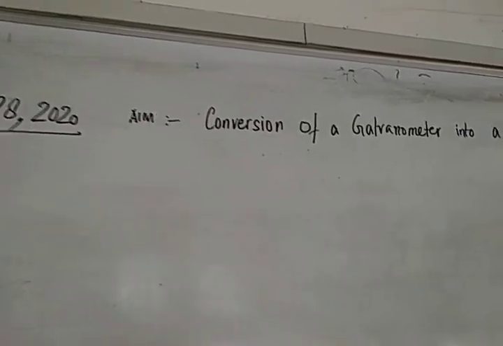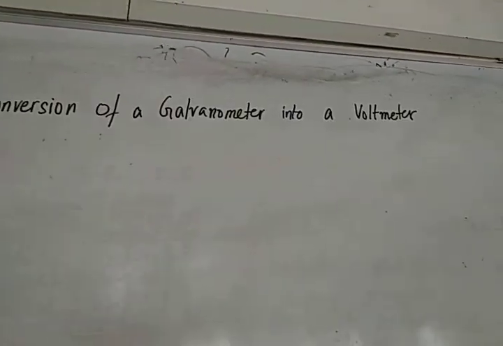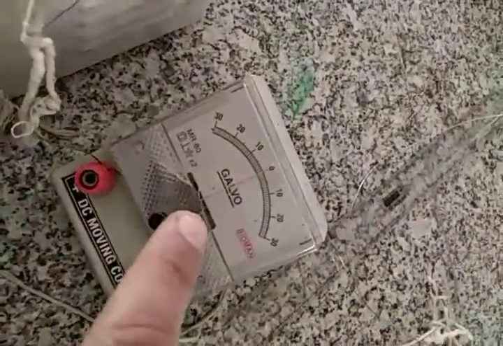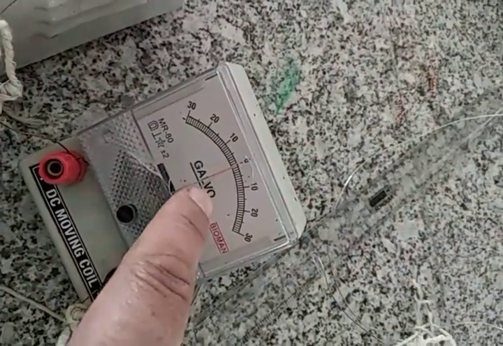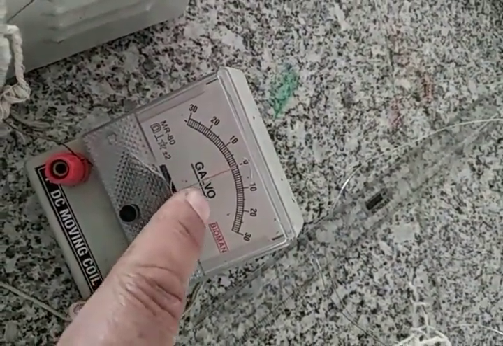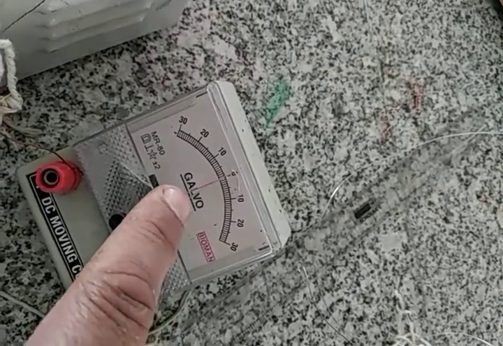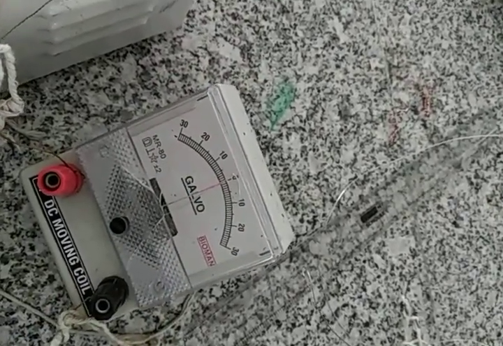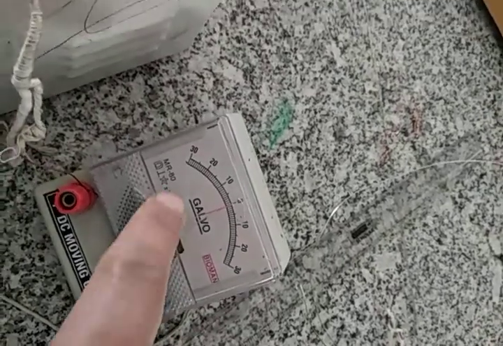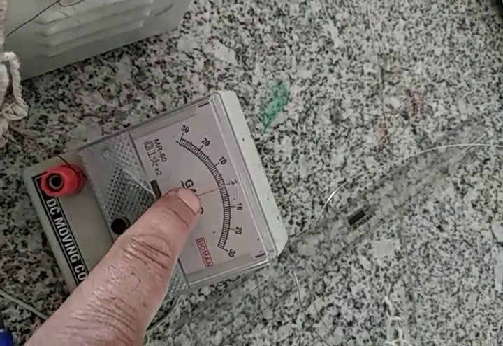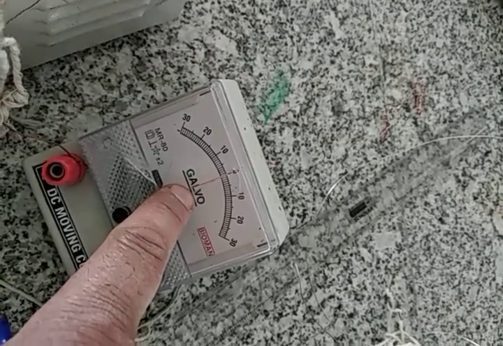Today we are going to learn how to convert a galvanometer into a voltmeter. So this is our galvanometer. For this galvanometer we had already calculated the figure of merit and the resistance. The figure of merit for this galvanometer, already done in a previous experiment, was 21 microamperes per division.